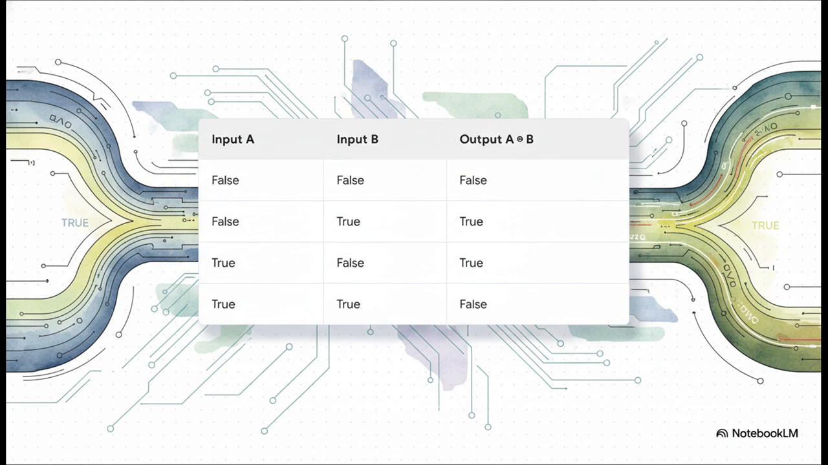All right, so what we're looking at here is a truth table. It's basically just a way to show every single possible outcome. And for XOR, the rule is really simple and super strict. The result is true only if the two inputs are different. If they're the same, so both false or both true, then the outcome is always false. That's the key right there.